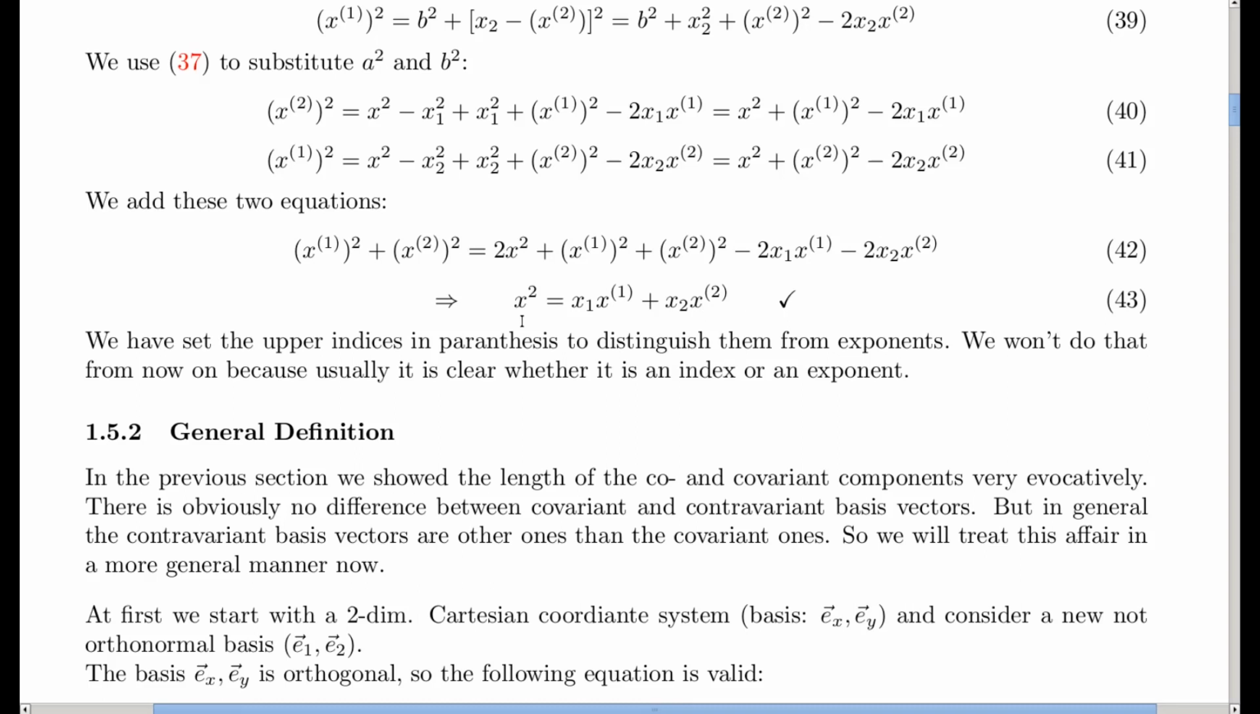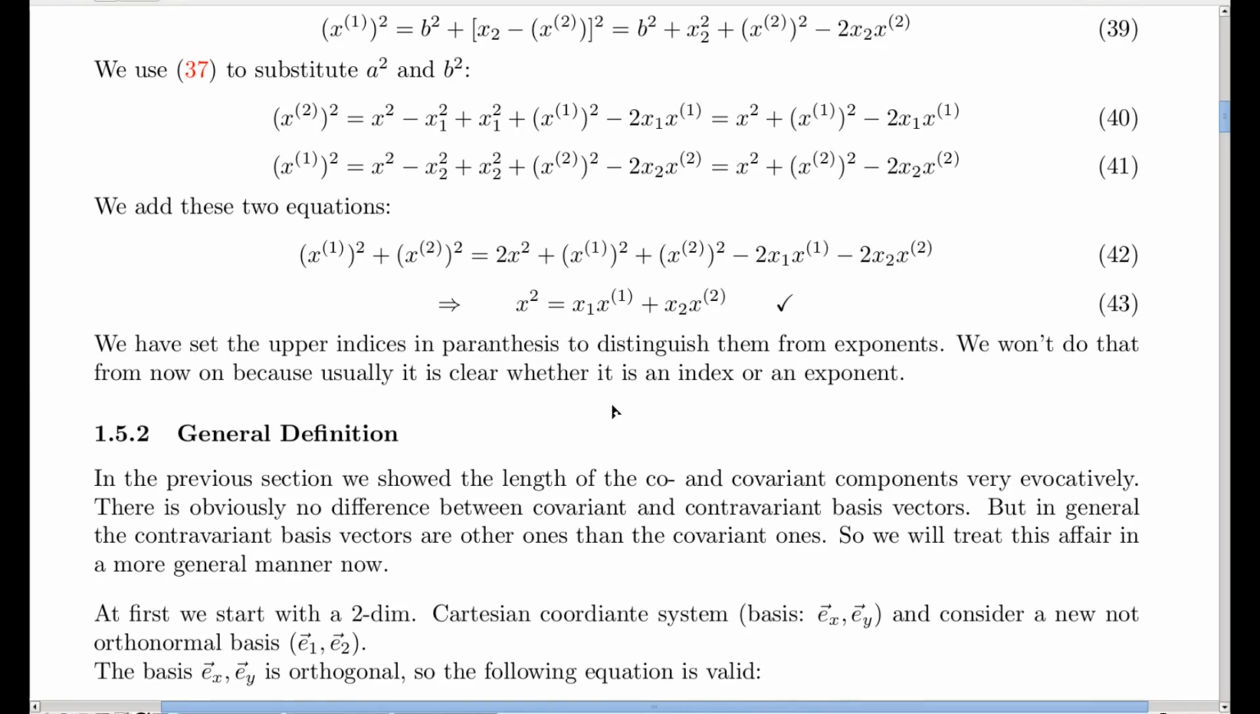X squared, the absolute value of a vector squared, is indeed the scalar product of the co- and contravariant vector. Here we have written the contravariant indices in parentheses to distinguish them from normal exponents. But we won't do that from now on, because it is normally clear whether it is an index or an exponent.